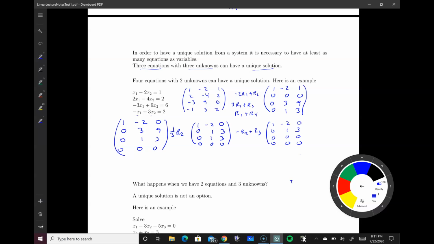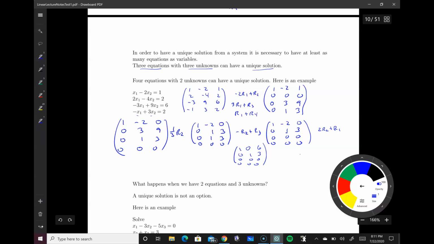Okay. So let's think about this. Rows of zeros sometimes means there's more than one solution. But let's finish it off and put it in RREF. So 2 times row 2 and add it to row 1, that gives me a 0, and a 6. So: 1, 0, 6, 0, 1, 3, 0, 0, 0, 0, 0, 0.